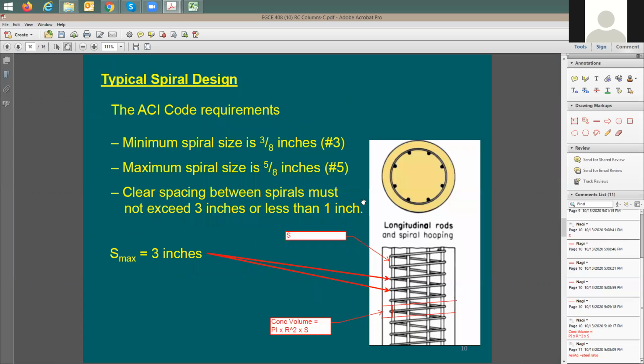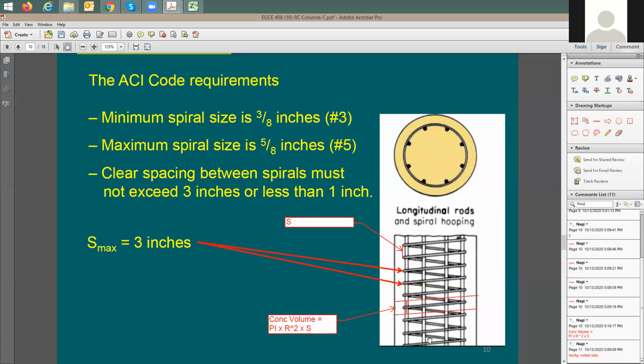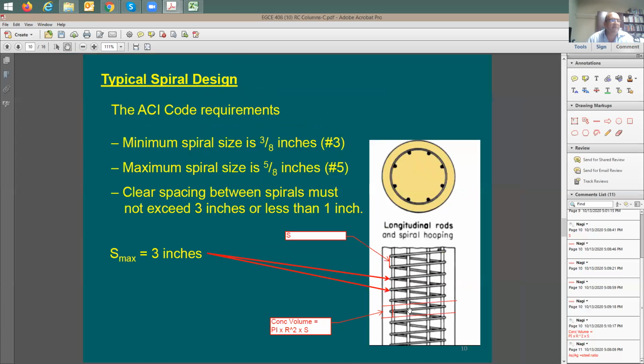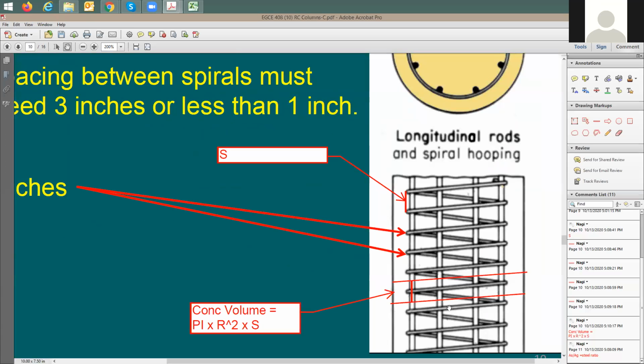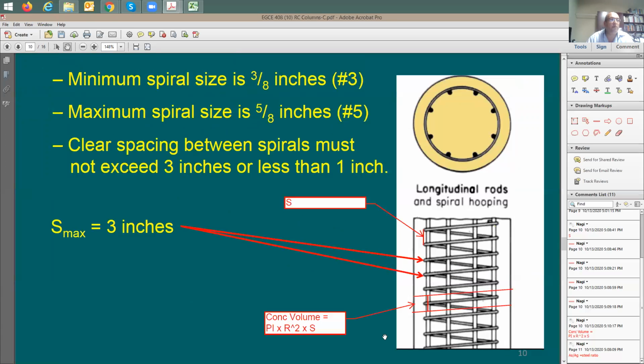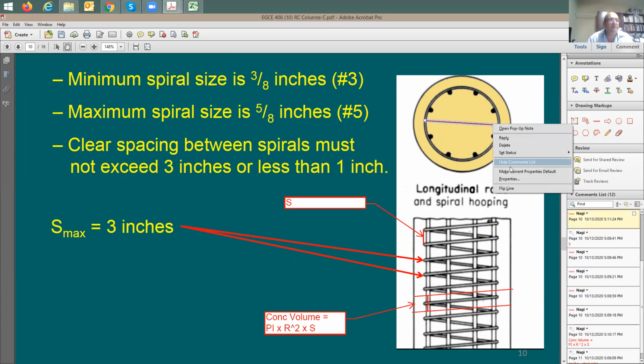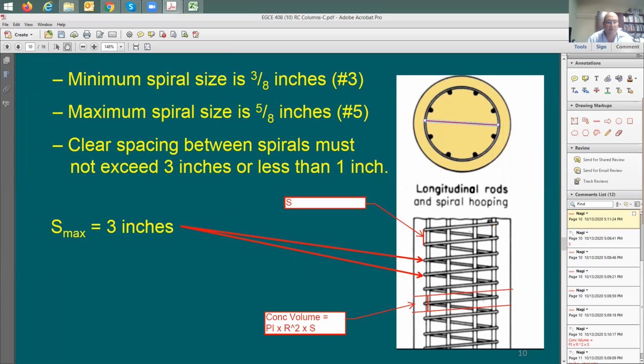You said that s is equal to 3 inches, but it can also be as minimum as 1 inch, correct? Yeah, it depends on your analysis. So after you do your analysis, the question is, where is the core, the concrete core? You can see the concrete core is going to be this distance from here to there. The concrete contained here within the tie, right? So this is going to be the concrete core.